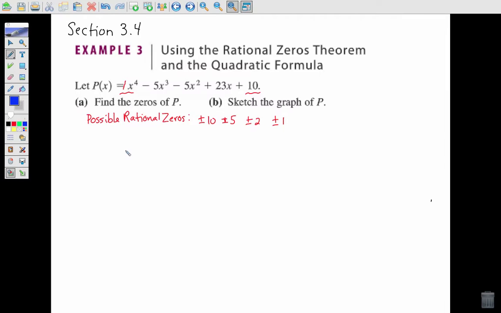Okay, so we're going to use synthetic division to find our rational zeros. So write down all of the coefficients. And let's start with 1. So bring down the 1. 1 times 1 is 1. Add those, I get 4. Add those, I get -9. So this one doesn't look like it's going to work.